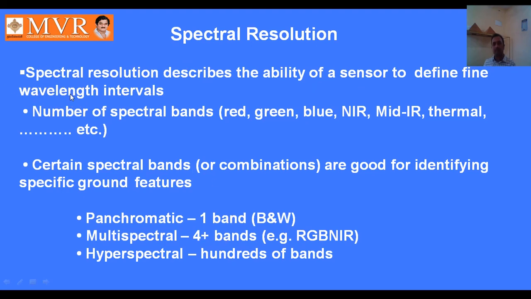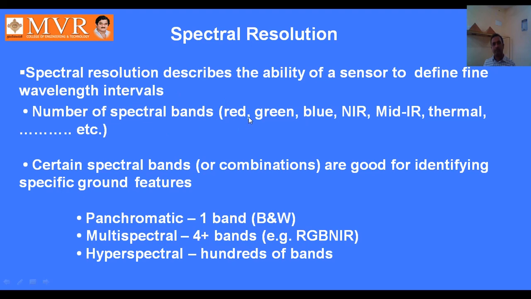Wavelength is nothing but a range of the frequency. The range of the frequency is nothing but a spectrum. Spectrum is equal to range of the frequency or range of the wavelength. It is equal to band. So, the number of spectral bands.